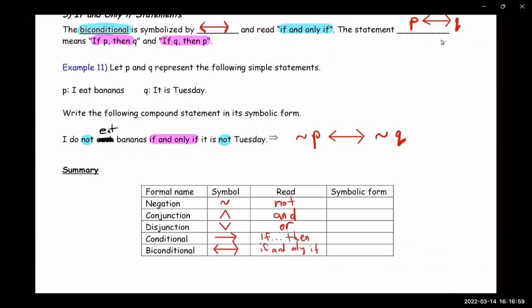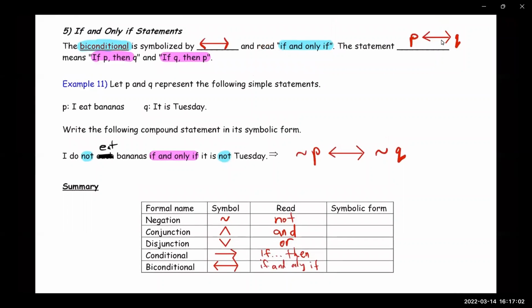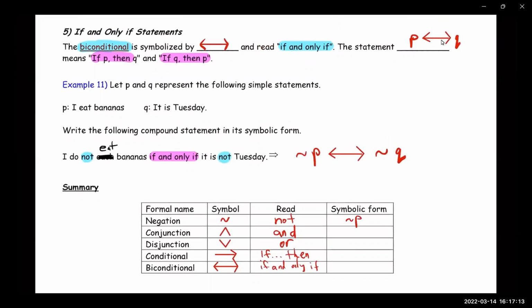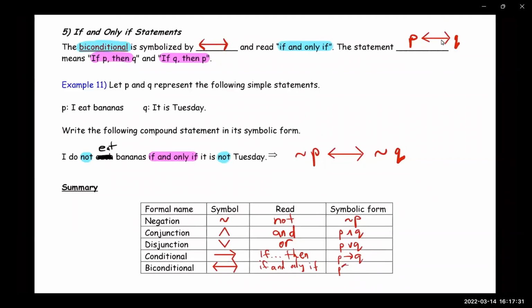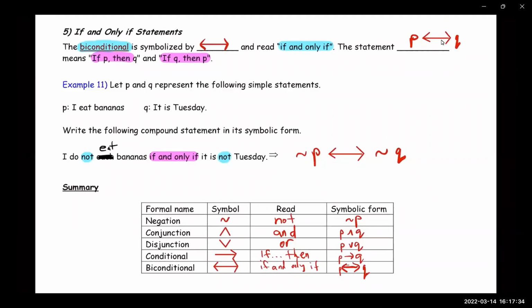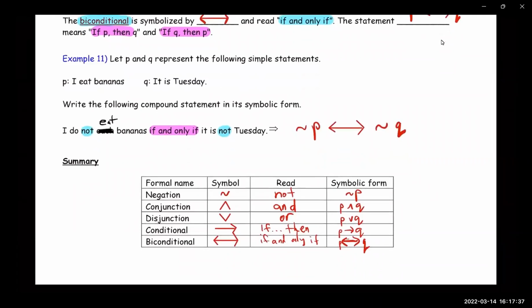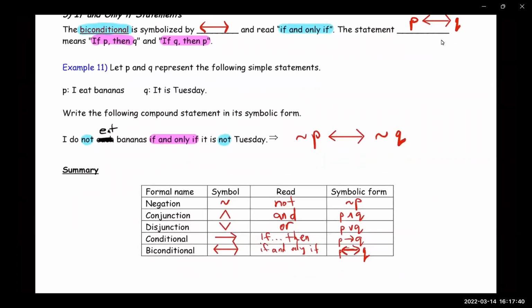What do they want us to write here? Symbolic form? I guess you're just supposed to write like two letters. Not P, P and Q, P or Q. If P then Q. P if and only if Q. All right, so I guess that's what they want us to write in that column.